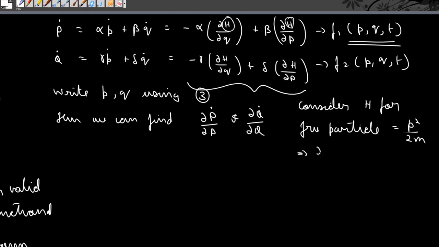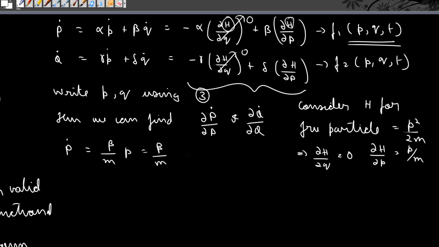So this implies that ∂H/∂Q is going to be 0, and ∂H/∂P is going to be P by M. Okay, so then our P dot is going to become, since these two terms go to 0, just beta by M times P, which is equal to beta by M into 1 by delta. I'm just substituting for P using equation 3, delta P minus beta Q.